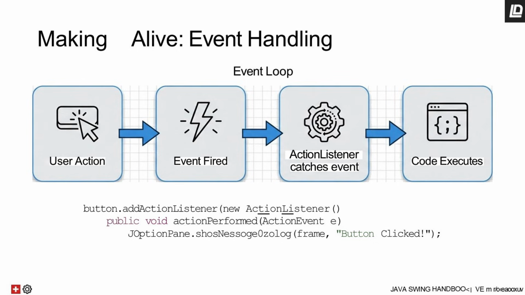Key points: event handling makes GUIs interactive. Different components have different types of listeners: ActionListener, MouseListener, KeyListener. It's essential for building responsive and user-friendly applications. In short, without event handling, a GUI is just a static window. Event handling brings it to life.